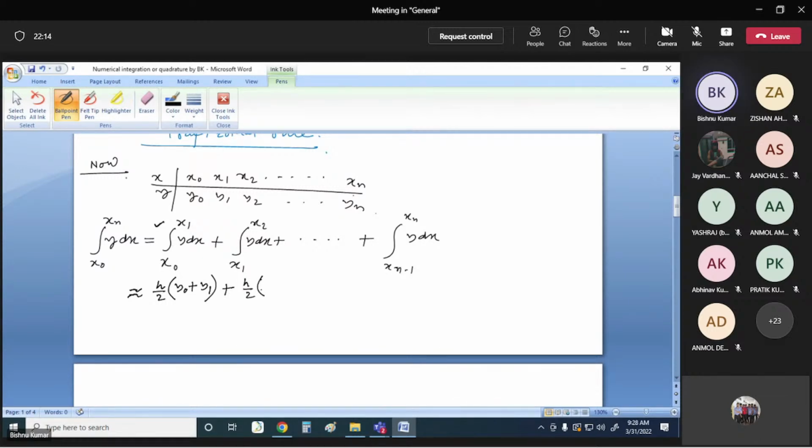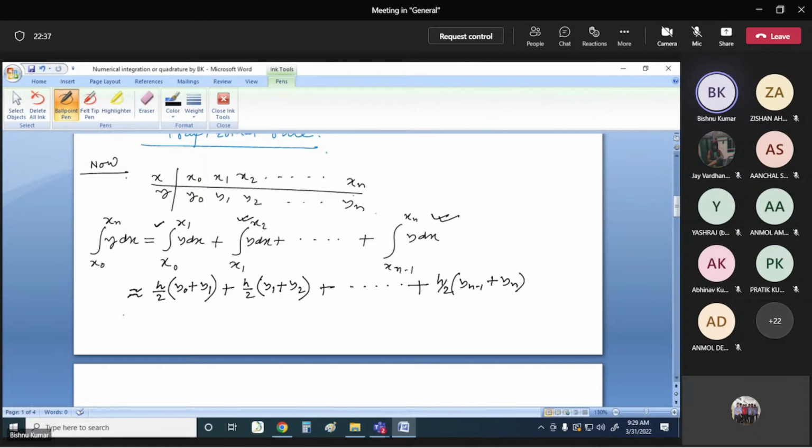What are the y ordinates associated to x1, y1, and x2, y2? I am also using the trapezoidal rule here. So in this way, if I write the integration value approximately in this last interval, it will be h by 2 times (yn minus 1 plus yn).